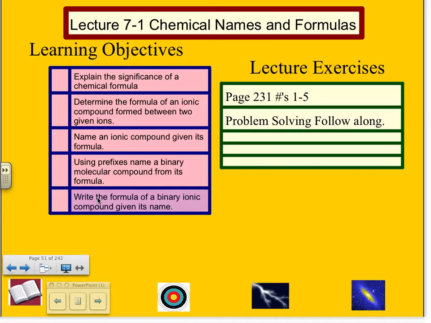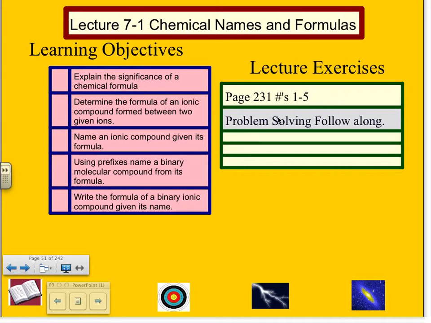This is a big section. It's got a lot to learn, and so it's going to take you a while, but it's really important. Today our lecture exercises are page 231, numbers 1 through 5, and we're doing problem solving follow along, which means during our lecture I'd like you to follow along with 2 or 3 problems that I do with the lecture so you can kind of get what we're doing.